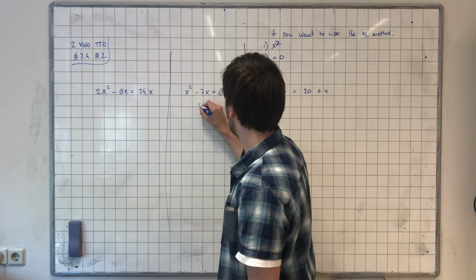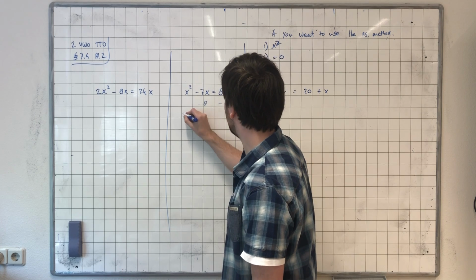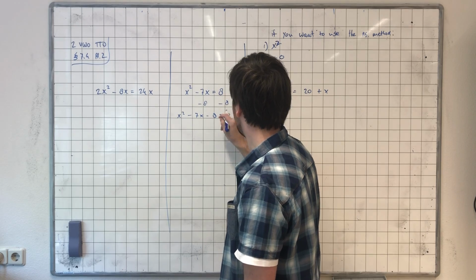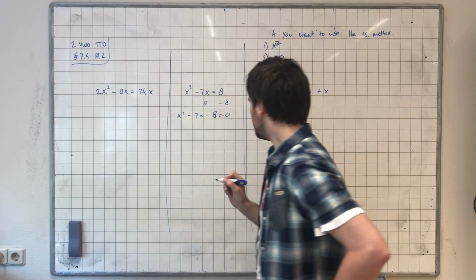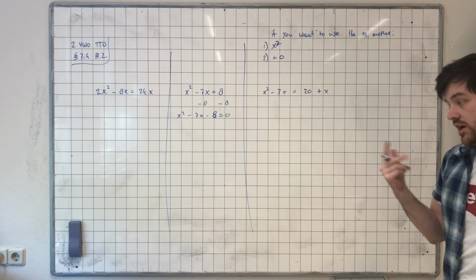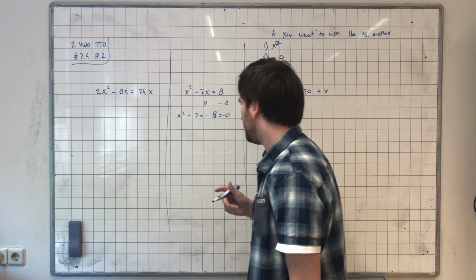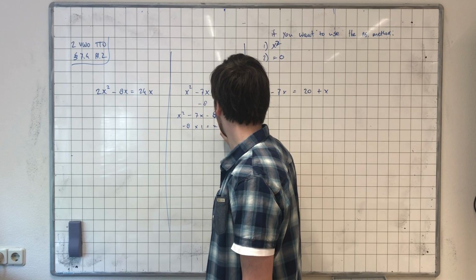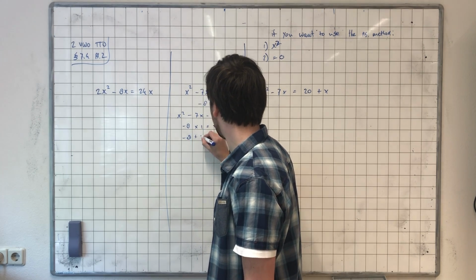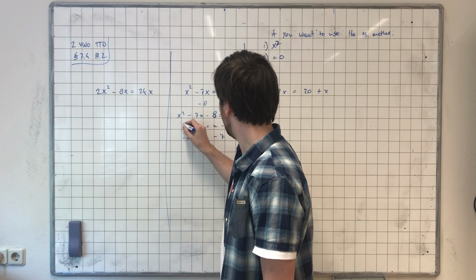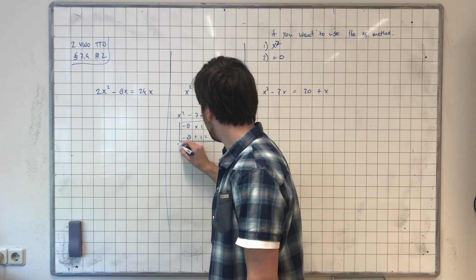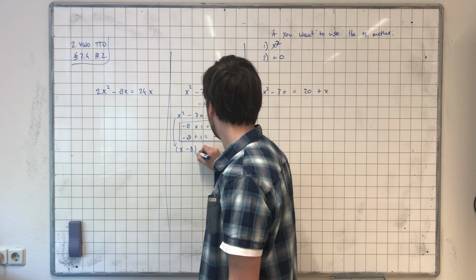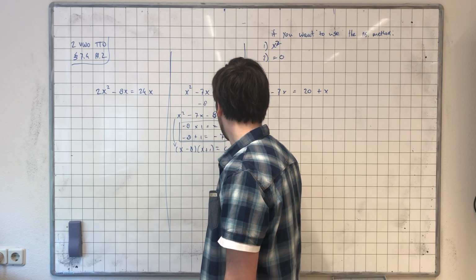So, we're going to subtract 8 on both sides, and then we end up with x squared minus 7x minus 8 equals 0. Now we can actually use the product sum method. The numbers that we're looking for are minus 8 times 1, because that's minus 8, and minus 8 plus 1 is minus 7. That means that I can write this as (x minus 8)(x plus 1) equals 0.